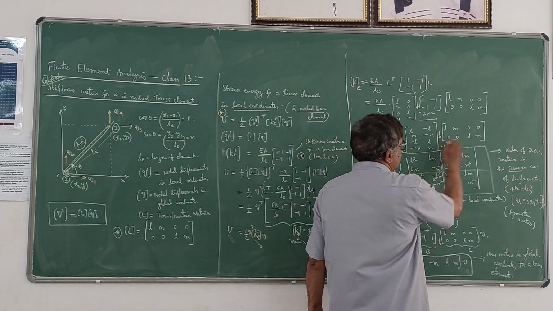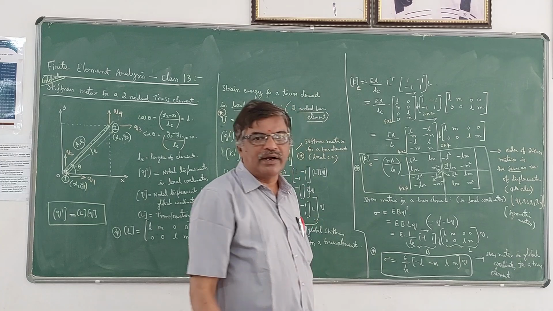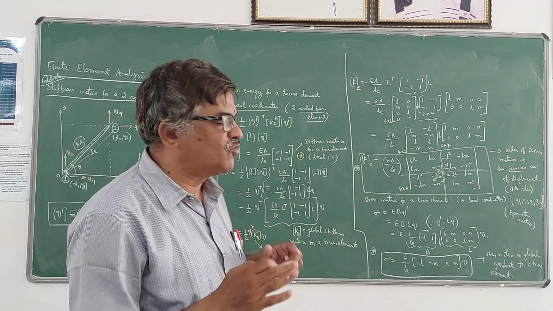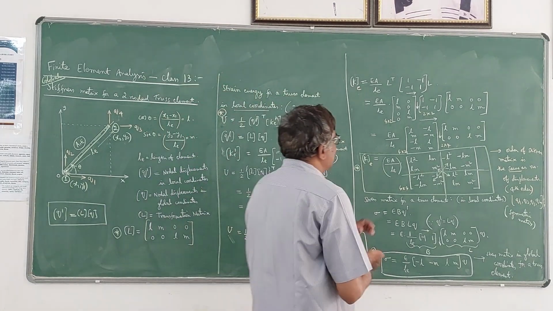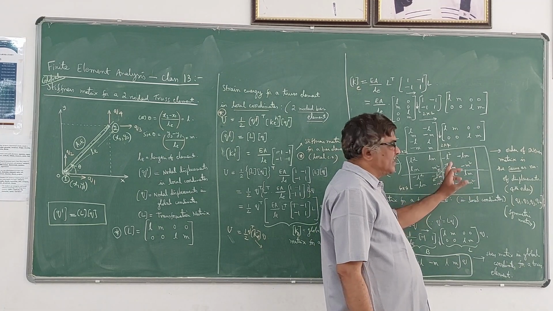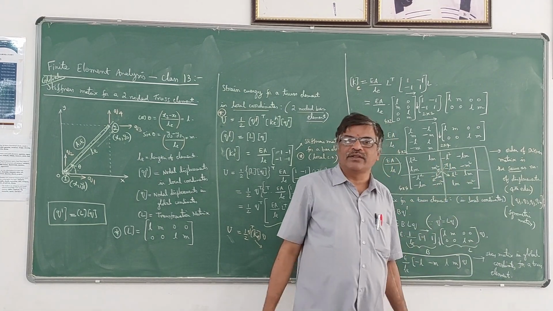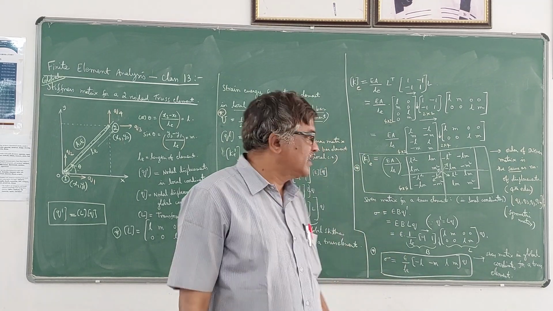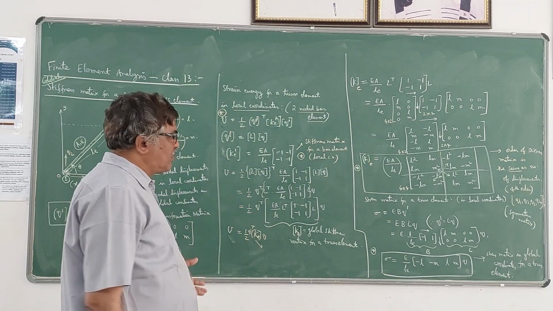That means this matrix can be easily remembered by dividing it into 4 submatrices, where the first and fourth are identical, and the second and third are identical but with a negative sign. This is how you can remember the stiffness matrix when you are doing the problem.